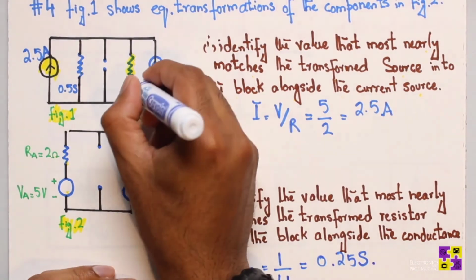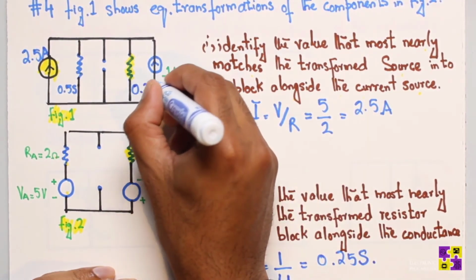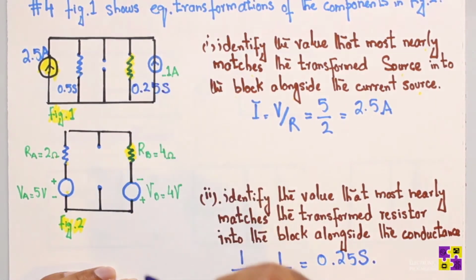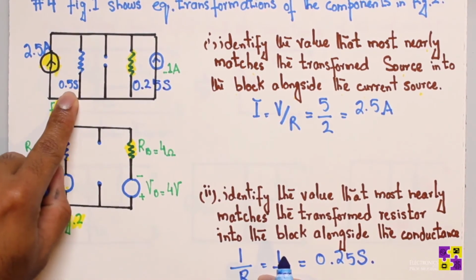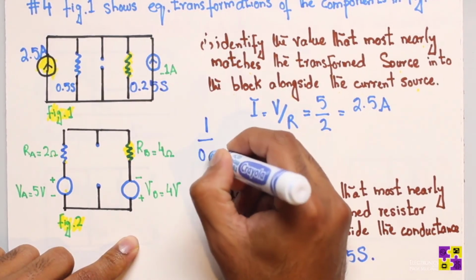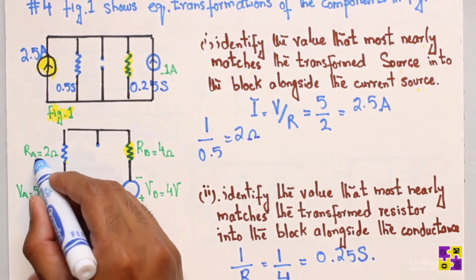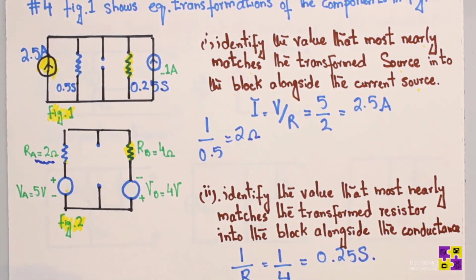So this value is 0.25 Siemens right here. And if you look over here, this was 0.5 Siemens, which means 1 over 0.5 is going to give you 2 ohms, and that's where this 2 ohm came from. Okay, all right, fairly simple.